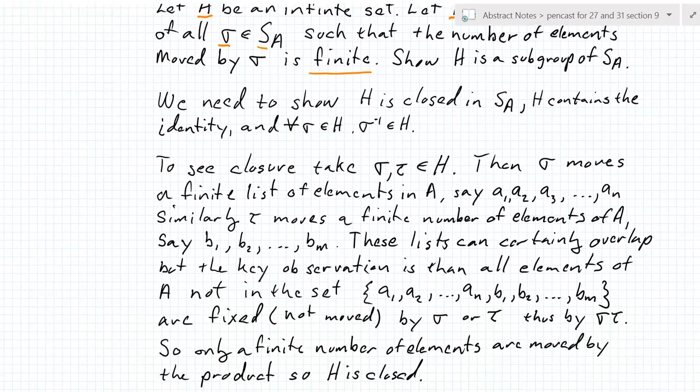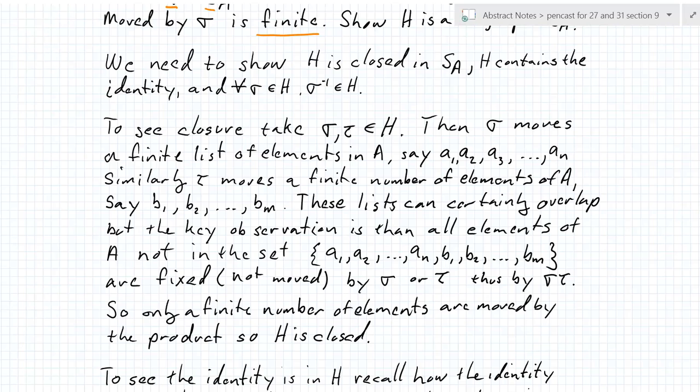So what do we need to do to show that it's a subgroup? Well, first of all, we need to show that it's closed, so any product of any two elements in H is still in H. We need to show H contains the identity, and that for all elements in H, we have the inverse also in H. So it has inverses.